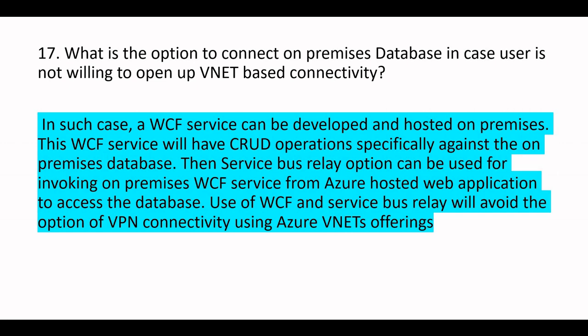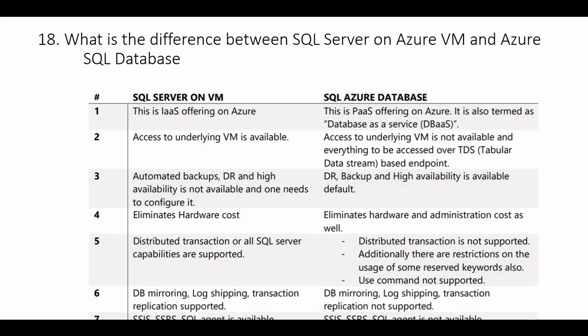Now this is again a theoretical based question. I will not be explaining much because the video is getting lengthy. You can just read it on your own. What is the difference between SQL Server on VM and Azure SQL database? One is IaaS and one is PaaS offering. Since it is IaaS, we can have access to the underlying infrastructure. But in case of Azure SQL database, we don't have access to the underlying infrastructure. And in SQL Server on VM, DB mirroring, log shipping, replication, all these things are supported, whereas in Azure SQL database this is not supported. And you can read it.